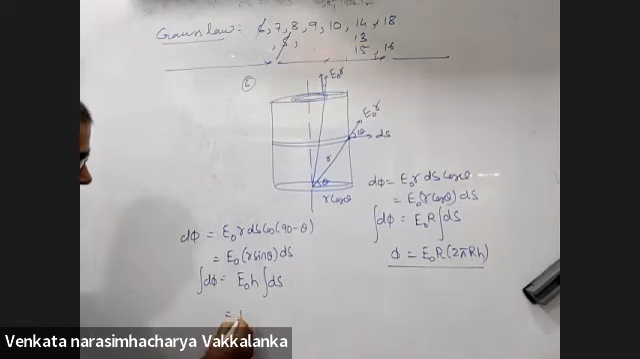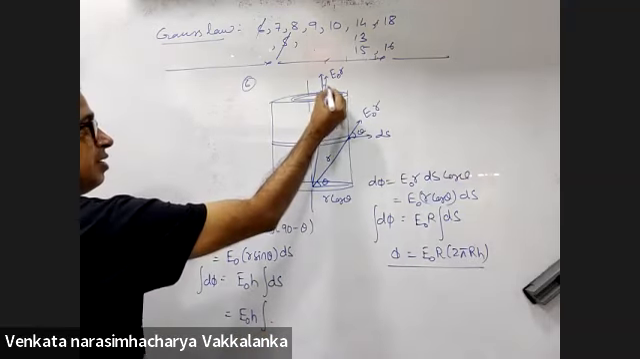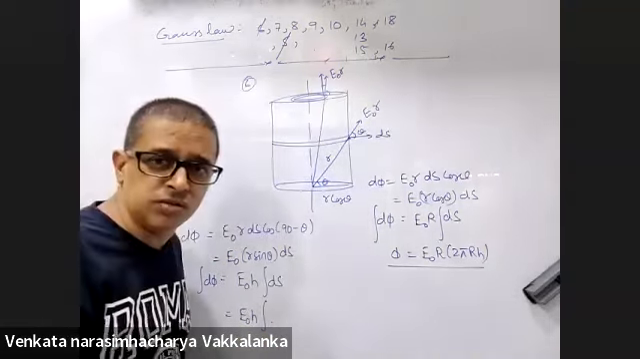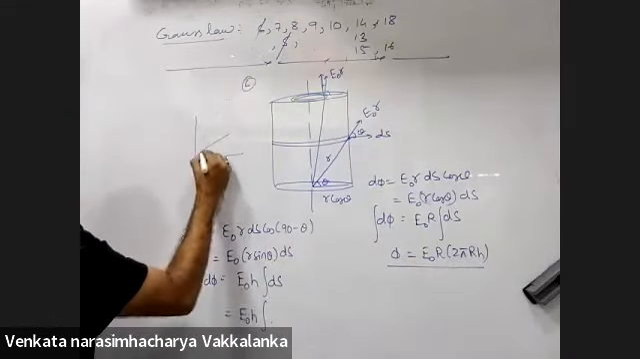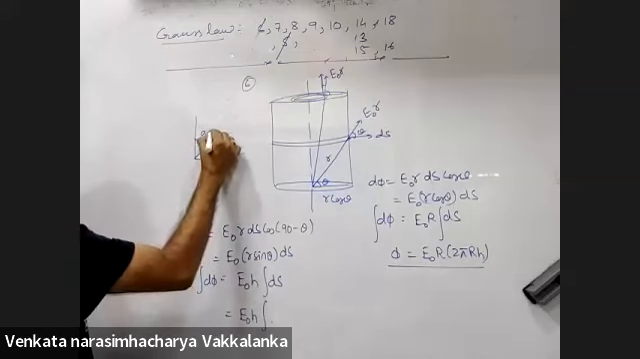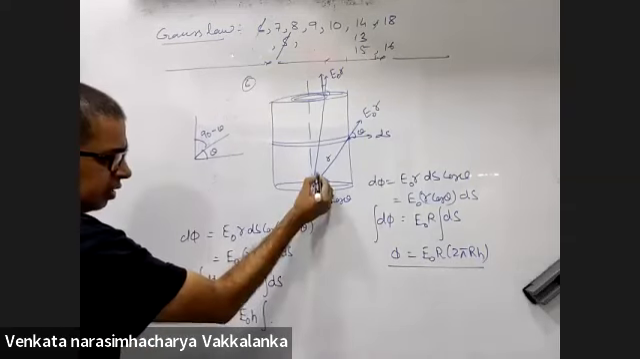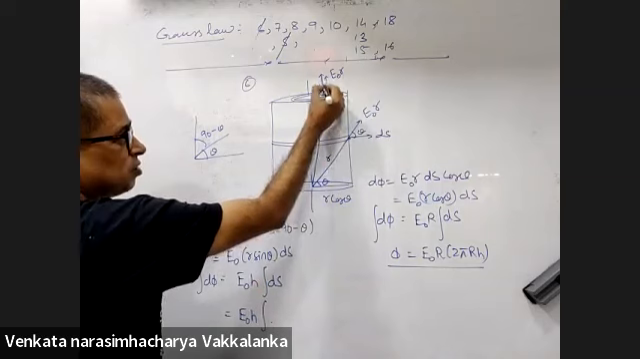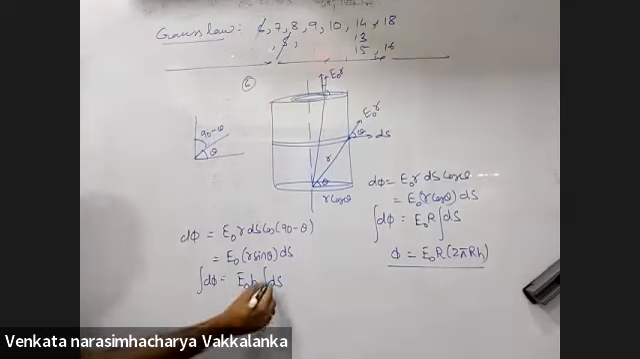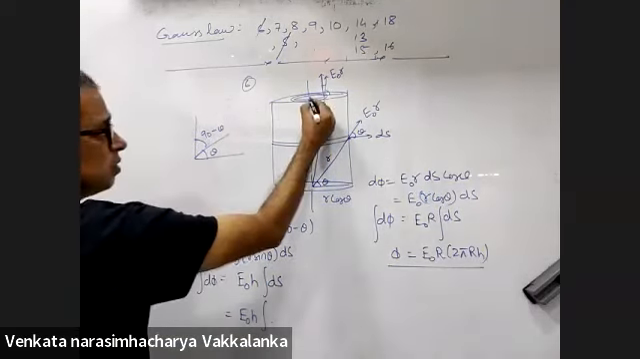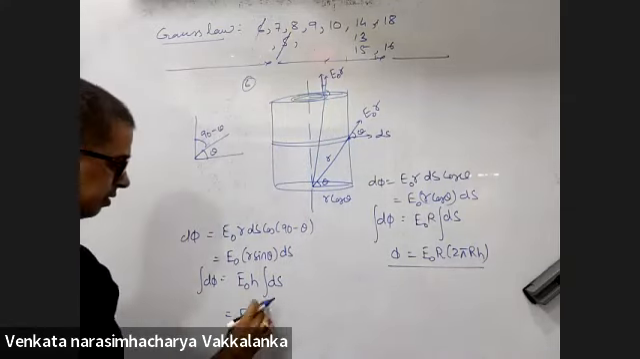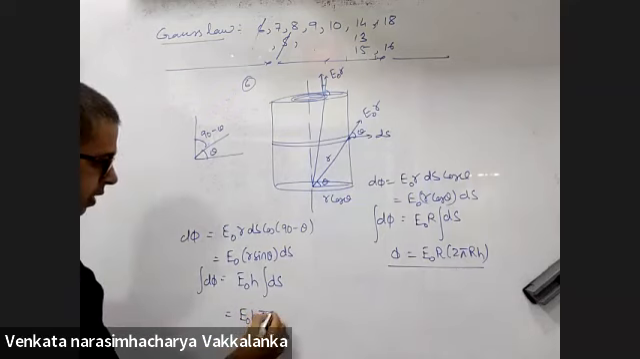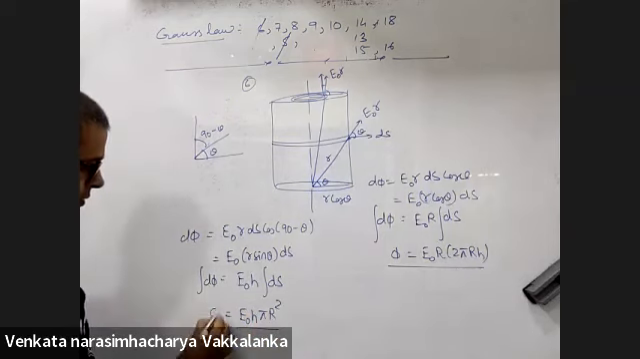Say something. Sir, can you explain the 90 minus theta? If this angle is theta, this will be 90 minus theta. Who is this? Sorry, sir. If this angle is theta, you are asking me how will this angle be 90 minus theta? Now you take this angle as theta. So this is theta. This will be 90 minus theta. Integral ds. Integral ds will be how much? Pi r square.